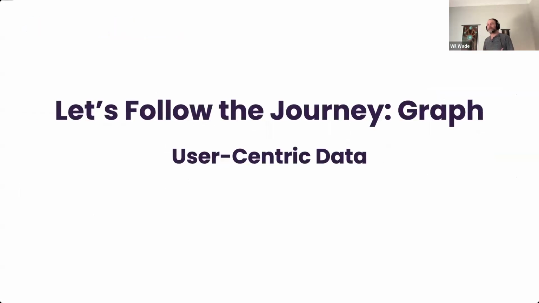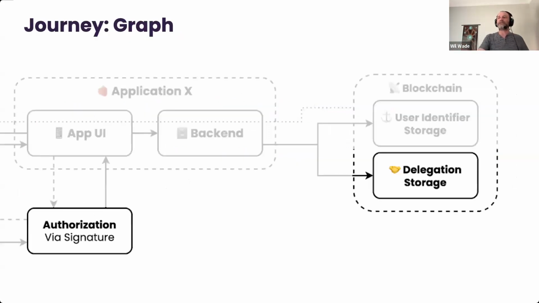So we can follow another journey, the social graph, right? This is the user-centric data that is on chain, connected to the user, and it comes in a little bit of a different way. You remember on that previous diagram, we had the delegation storage and that authorization. That delegation storage can include a piece that says, hey, I authorize application X to be delegated to be able to write to my social graph, my encrypted social graph on chain.